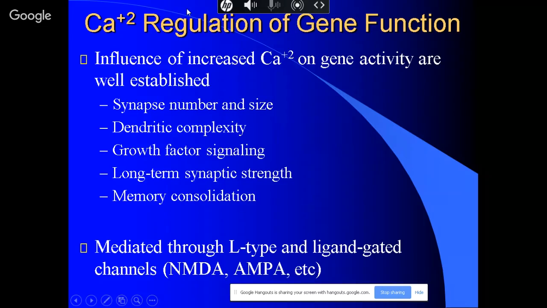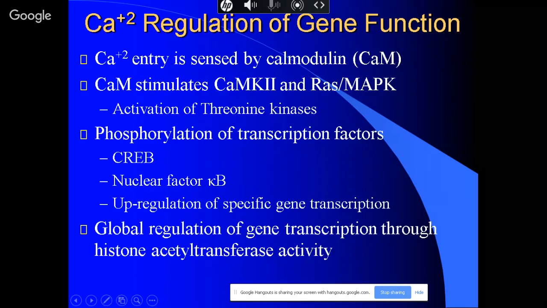It has been known forever that high levels of calcium will regulate gene function. That's long-term. Gene function is definitely long-term. Because of persistently increased calcium levels, you change the number of synapses, you change the structure of your dendritic tree. You get growth factor signaling this way. Post-tetanic potentiation, long-term potentiation, all of these are going to be long-term sustained levels of calcium in the system. Memory consolidation. And these are all going to be mediated through the NMDA channel and the voltage-gated calcium channel.